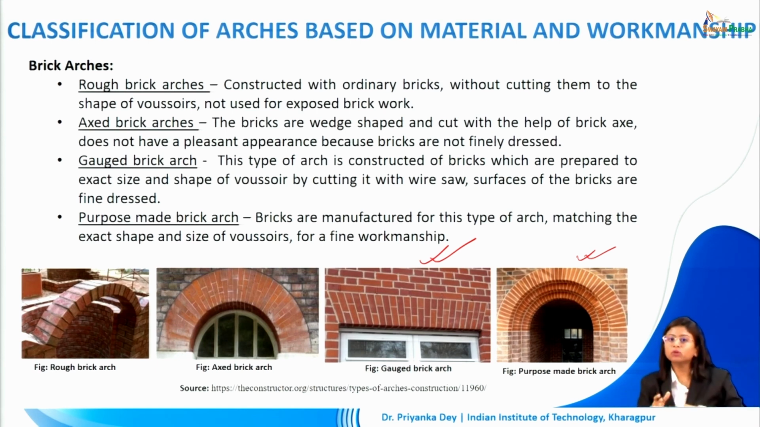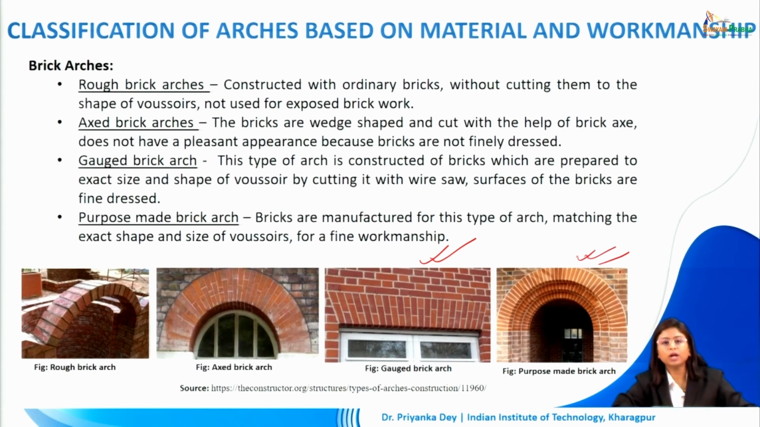So we can have 4 types of brick arches based on the finishing or the level of workmanship that we have applied. The first is rough brick arches, followed by axed brick arches. Here we are cutting the bricks with brick axe. The gauged brick arches, where we are using wire saw to cut the bricks. A little bit more pleasing appearance than the previous 2 examples, but not as much as purpose-made bricks, where exact sizes of bricks are created and fine workmanship is used to fix them together in this particular type of format.